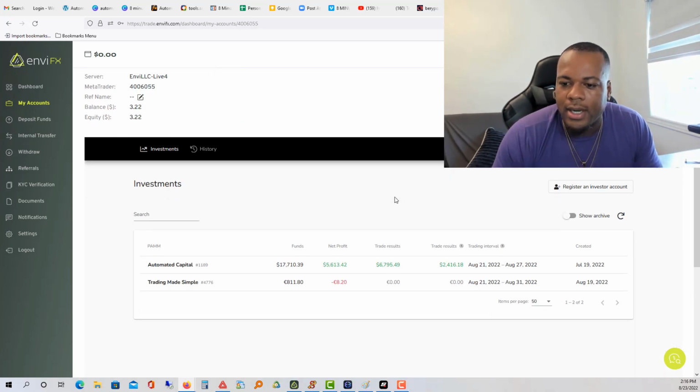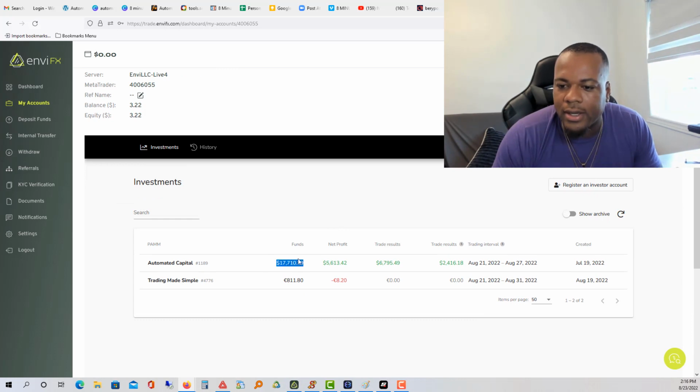When you click into EnviFX MT4 PAM Investor, that's when you can see what your capital is right now. And you can see how much your net profit is, how much the gross profit is, and what the current interval profit is, which is from August 21 to 27. So this week is basically saying that I made $2,416. My gross profit has been $6,795, and I began a month ago, roughly a month and a couple days. July 19 is when I got started with Automated Capital, and this is my net profit, after the profit split.